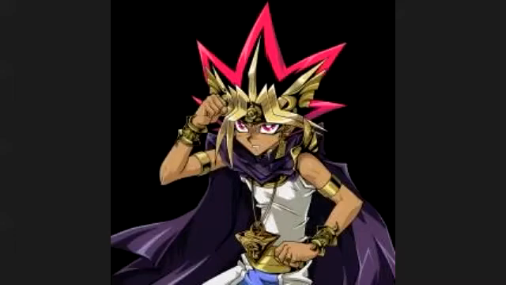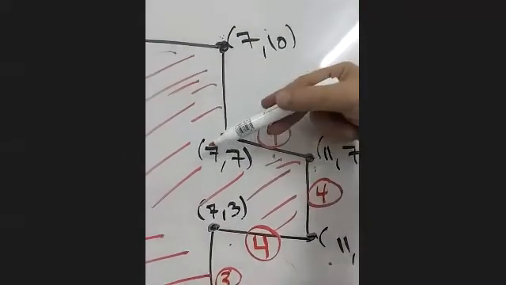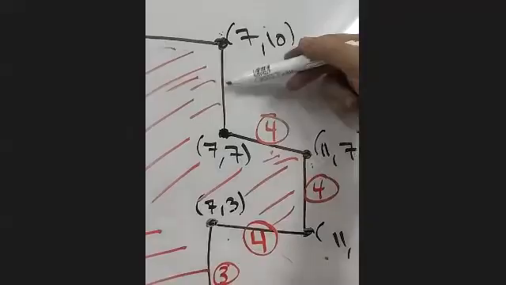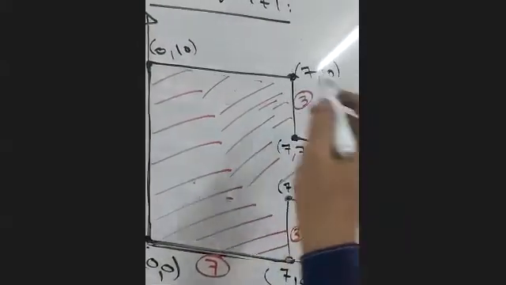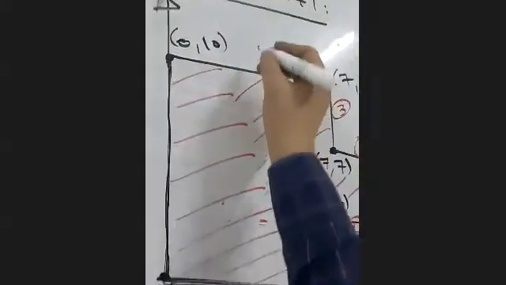11 minus 7 equals 4. Here, 7 with 7 gone. 10 minus 7, how much? 4. And here, 10 and 10 are gone. 10 minus 10 equals 0. 7 minus 0, how much?